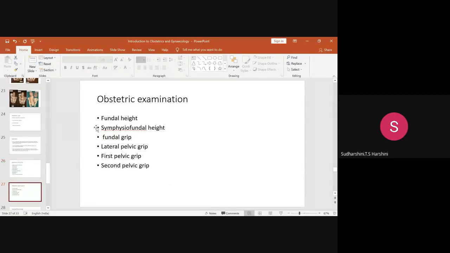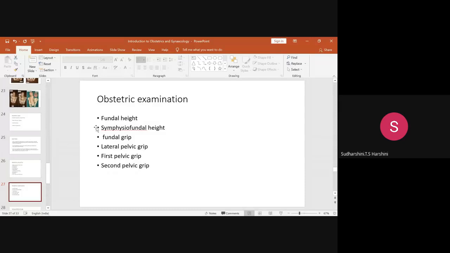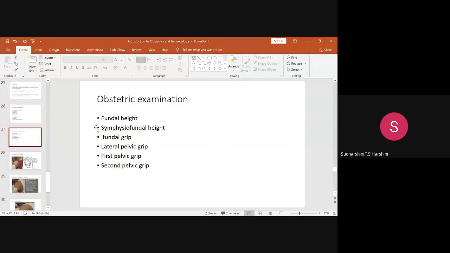And coming to obstetric examination, I'm not going into the details, only the relevant things that many people find difficult. Only those topics I'm just taking, and next time we'll cover everything in detail. Obstetric examination: what all will you see? The fundal height, symphysio-fundal height, fundal grip, lateral pelvic grip, first pelvic grip, and second pelvic grip.